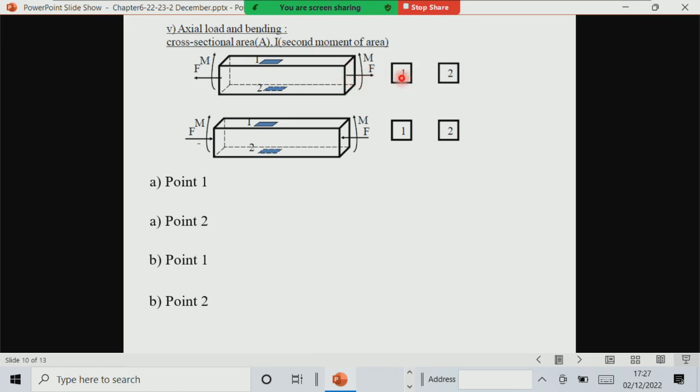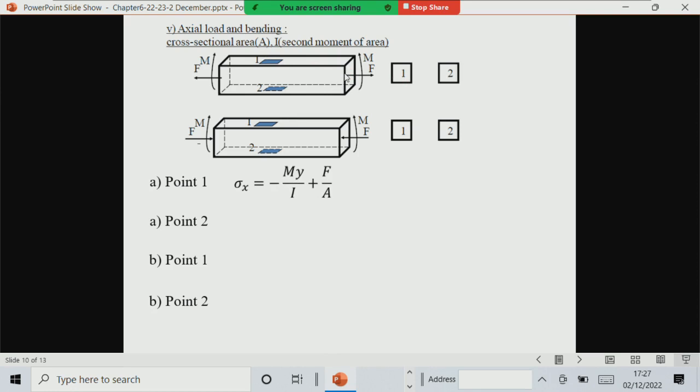All right. Point one: minus My over I, I being the capital I of second moment of area, plus F over cross-section A. Yes, and point two? Same thing, except the My over I is positive. That's absolutely correct.